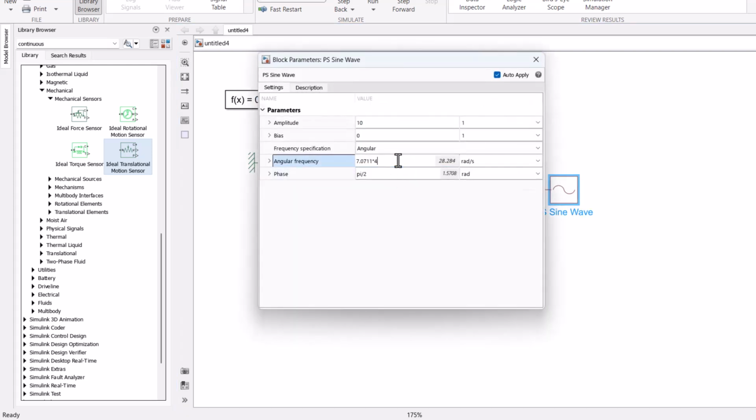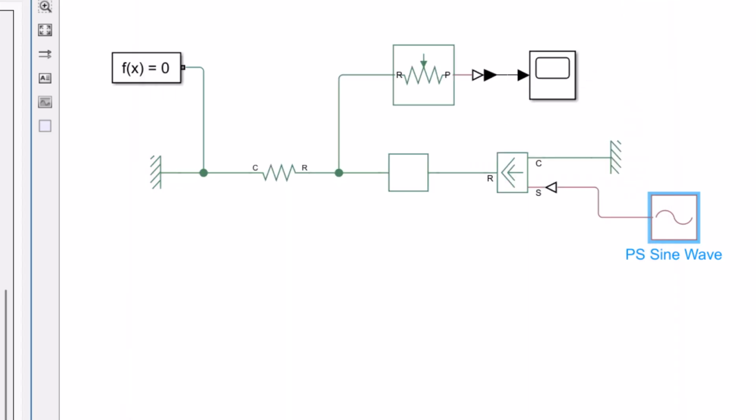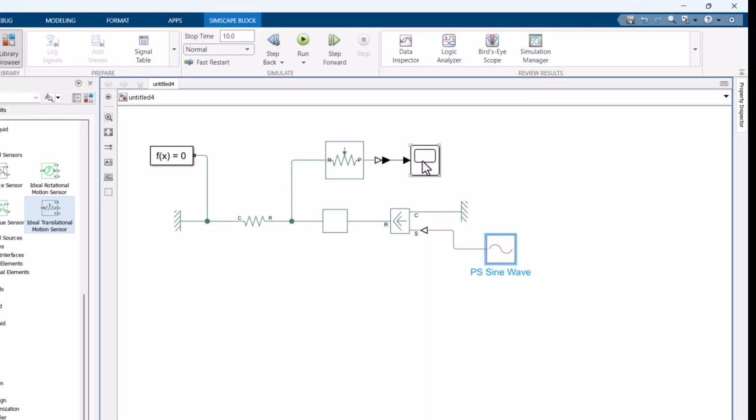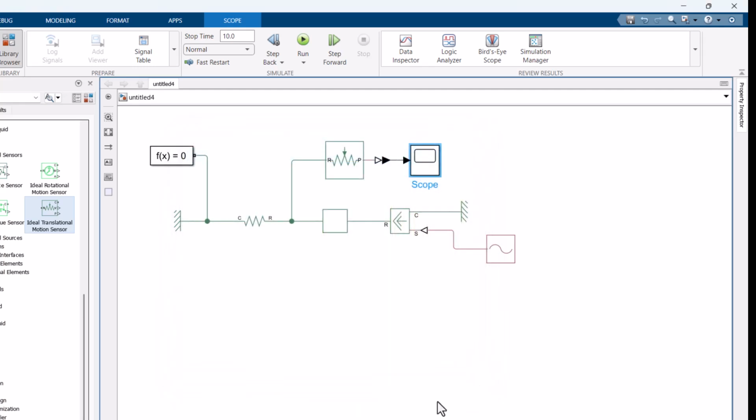But for the resonance case, I set the angular velocity to be exactly equal to the square root of k over m, so 200 over 1. Now I run it again, and here is the result. You see, it is resonance.